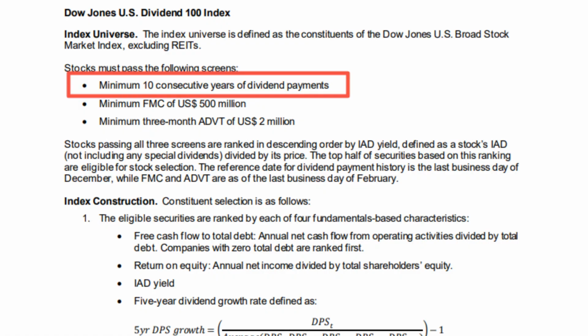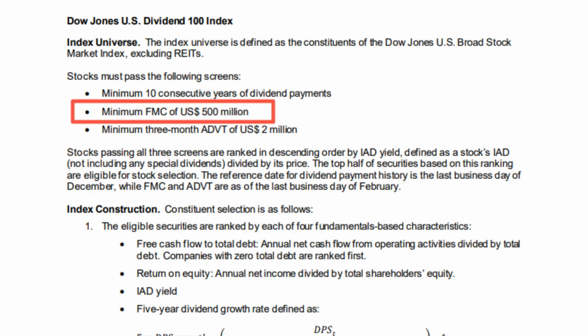Okay, so this is the first layer of filters. From the stocks that remain, all must pass the second layer of filters. The first one is that all stocks in the index must have a minimum of 10 years of consecutive dividend payments. This is a great start for a dividend-oriented investor because it screens for companies with consistent dividends, commitment to shareholders, and disciplined management. The second filter is that all stocks must have at least $500 million in market capitalization.